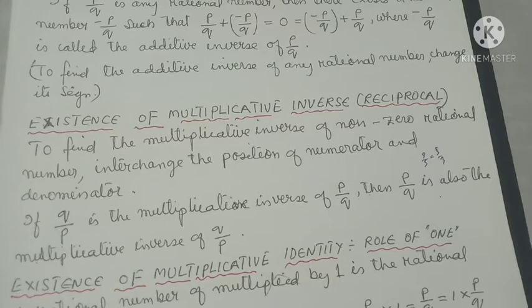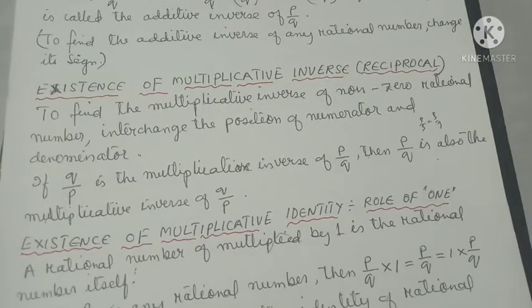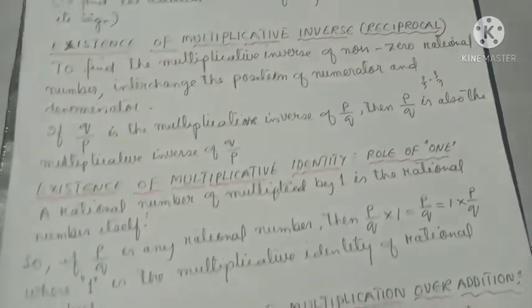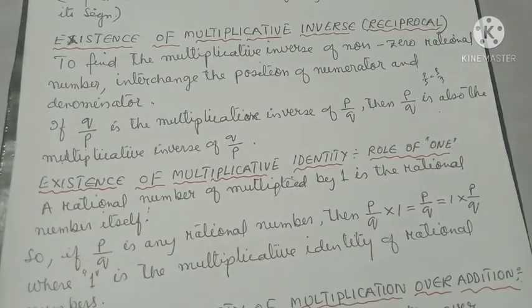There are a few definitions that we can understand about the multiplicative inverse. The only thing you have to know is the reciprocal. In case of reciprocal, what we have learned earlier, reciprocal means interchanging the position of numerator and denominator. That much. The next one is the existence of multiplicative identity.